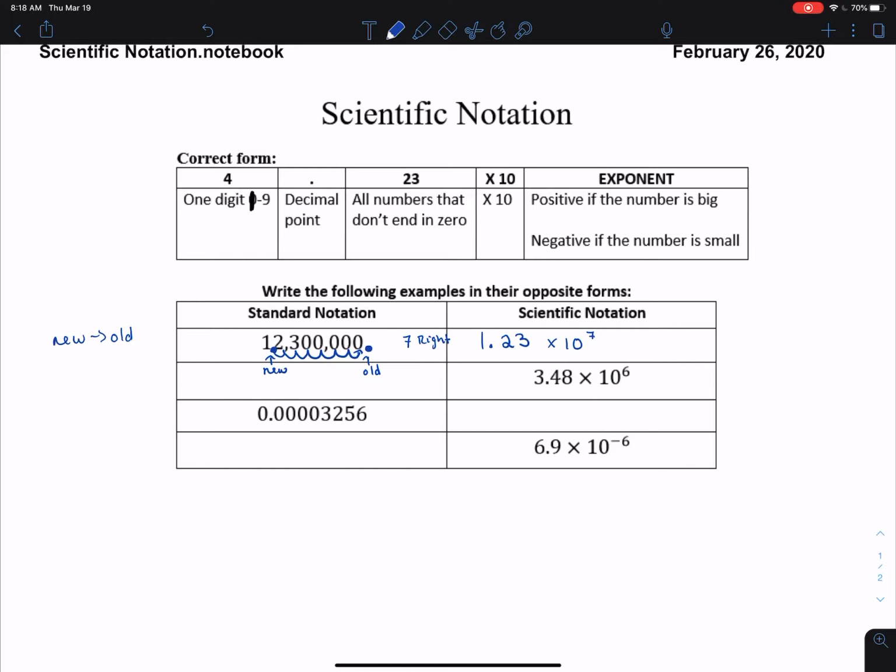Now, if I look at this next example, where I have 3.48 times 10 to the 6th power. This 6 is telling me to move the decimal point 6 places to the right. Because it's positive, it's telling me to go to the right. So I have 3.48. I need to go 1, 2, 3, 4, 5, 6 spaces to the right. I fill in those blank spaces with zeros. So I have 3,480,000.